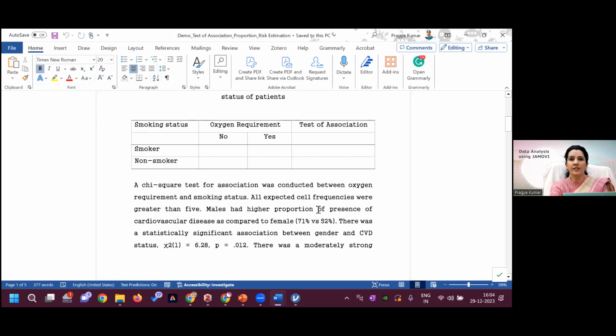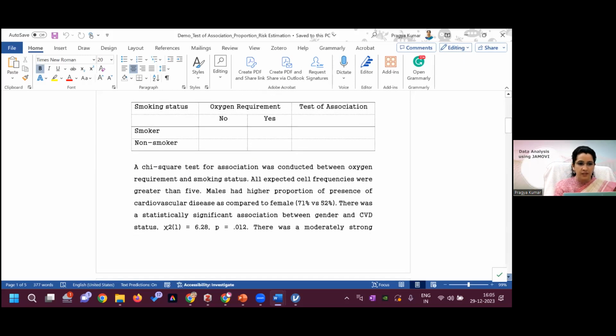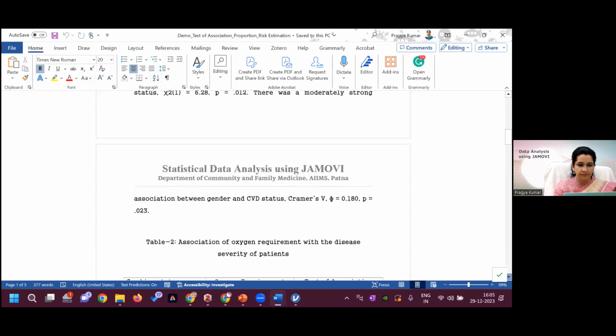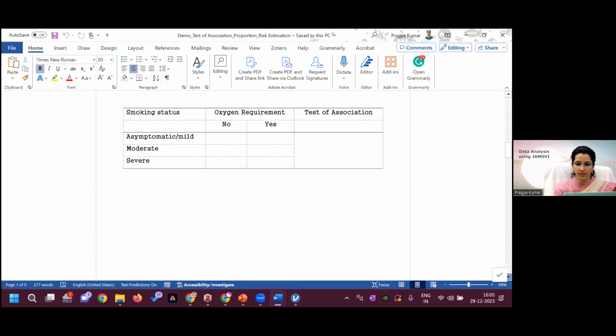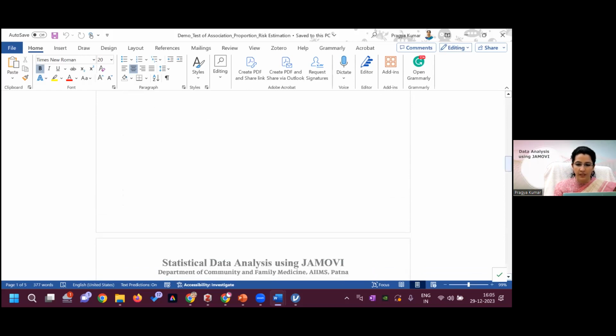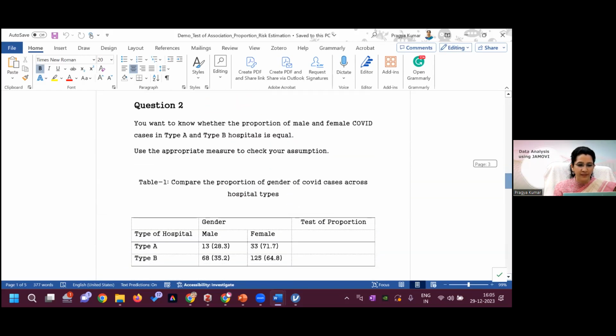So it is requested from all of you, you should write the assumptions. So I have written that all expected cell frequencies were greater than 5. Males had a higher proportion for, okay, this was, I think, for some other status, not for smoker. Let me see, the gender and CVD oxygen. So this, I think we have not written, but yes, you can write that.